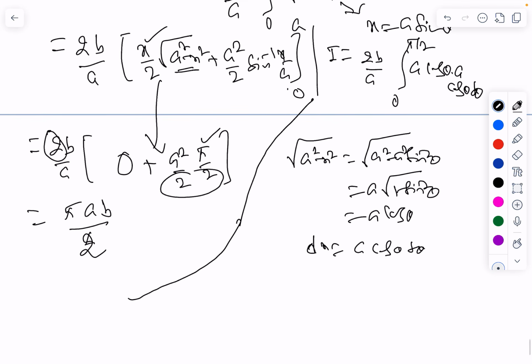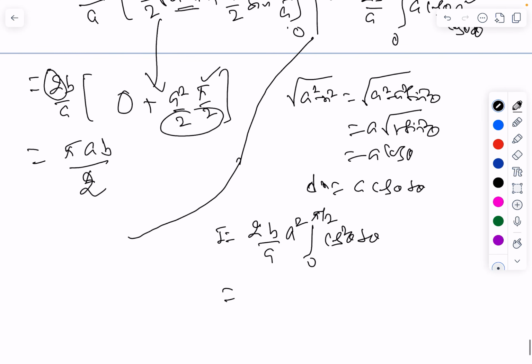Same way here also. This is 2b by a, 0 to pi by 2. This is a and a here, so that is a square. This is cosine square theta d theta. And we use reduction formula. It is 1 by 2 pi by 2. So again, this is pi ab by 2.